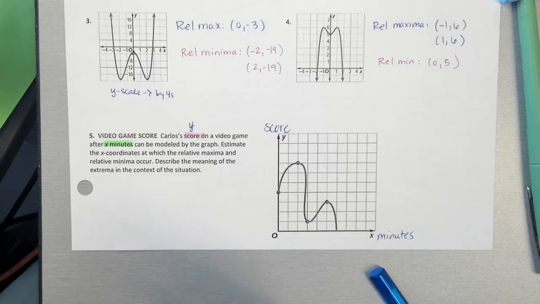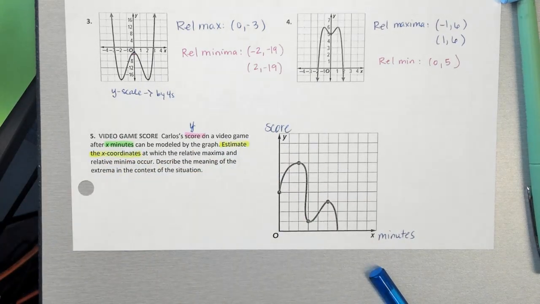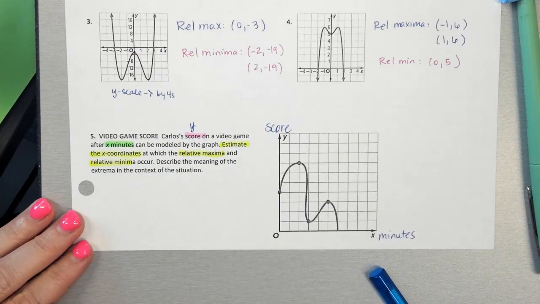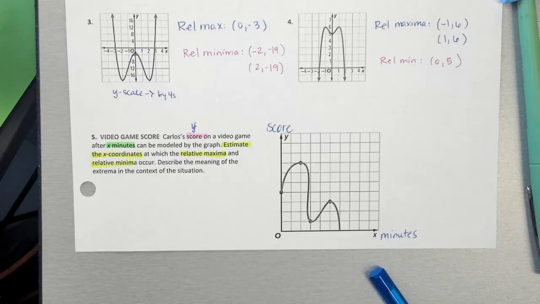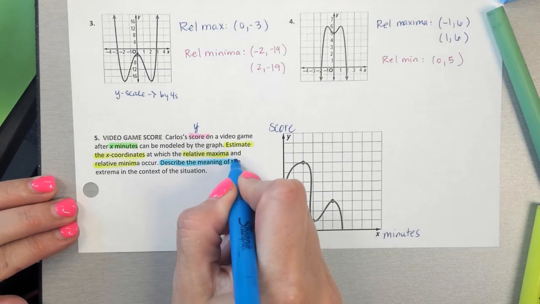And then we're going to estimate. It says estimate the X coordinates. So you only have to say the X coordinates and not the Y. Okay, for the relative min and maxes. And then we are going to describe the meaning of the extrema in context of the situation. Okay, which we practiced some of that yesterday, so we're going to do more of that today.